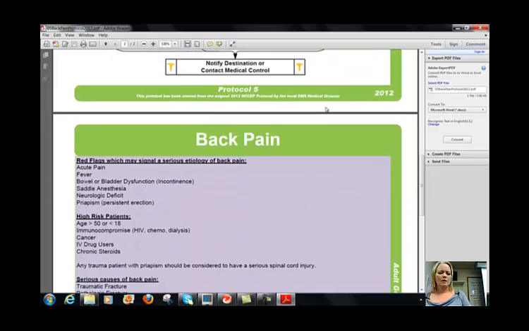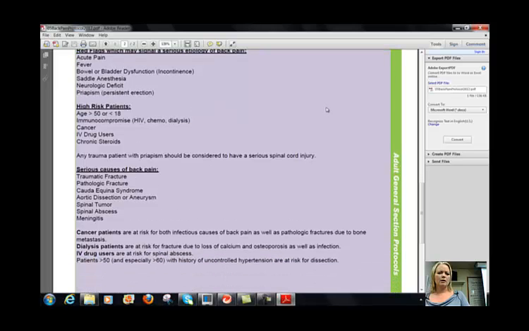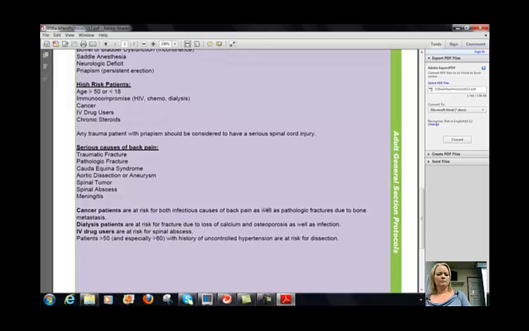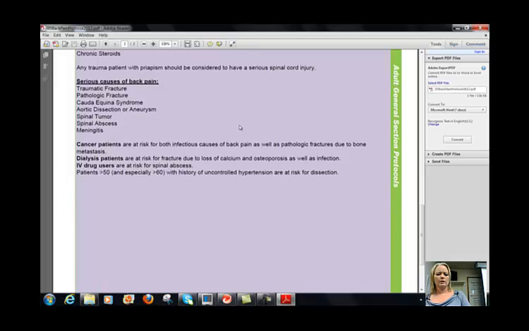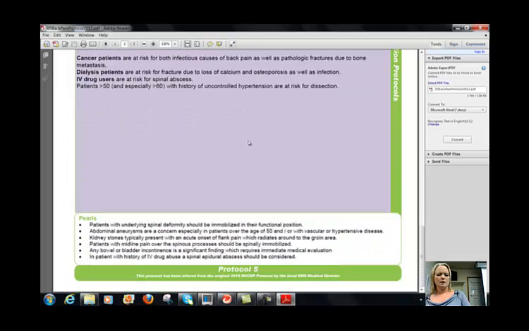So there's some information on the second page about red flags and things that can be serious etiologies of back pain. Your high-risk patients, you guys can read through that whenever you have a chance, and then a little bit of pearls at the bottom.